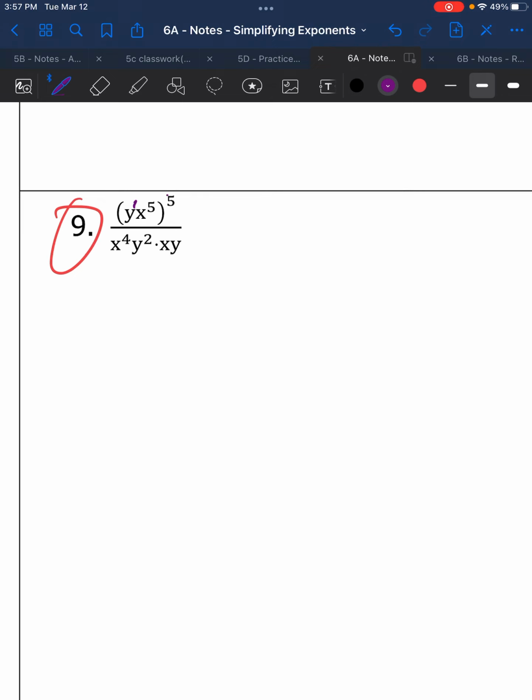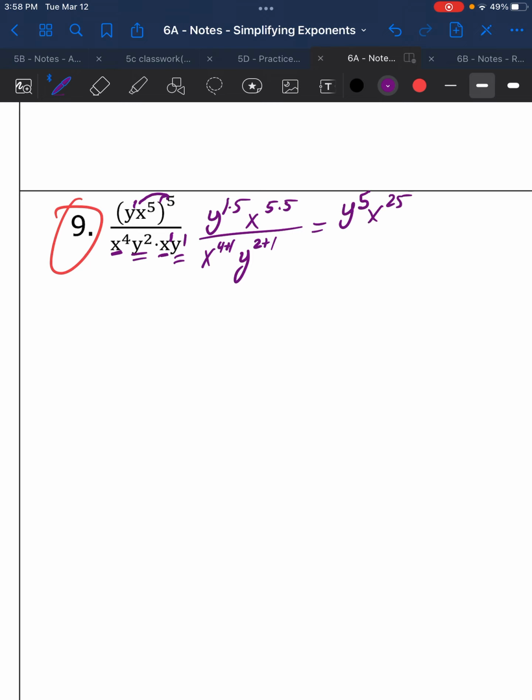So if I see parentheses, we've got to get rid of them first. So we're going to do the power to power rule here. So it's going to be y to the 1 times 5, and x to the 5 times 5. In the denominator, I can add some like bases. So x to the 4th, and it's multiplying, so it's going to be adding the exponents. It's going to be y squared times y, so we add those exponents.